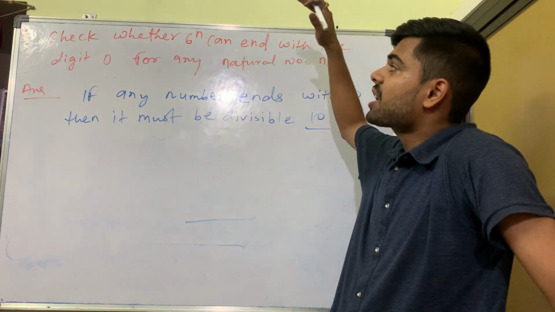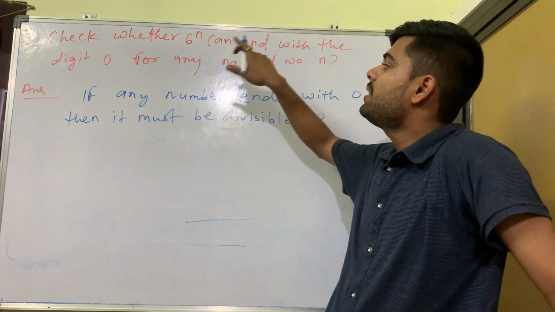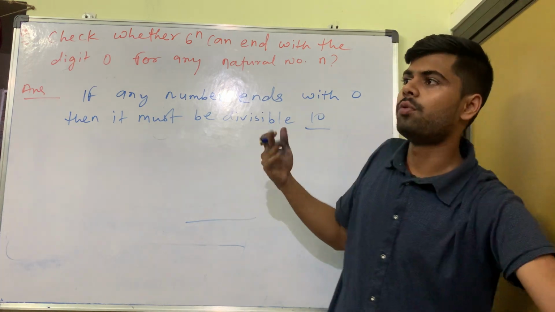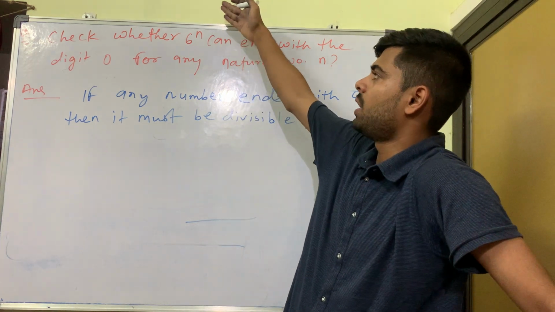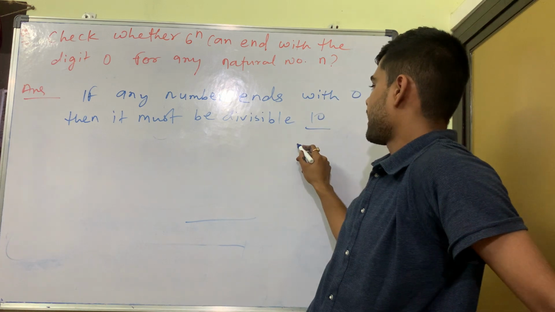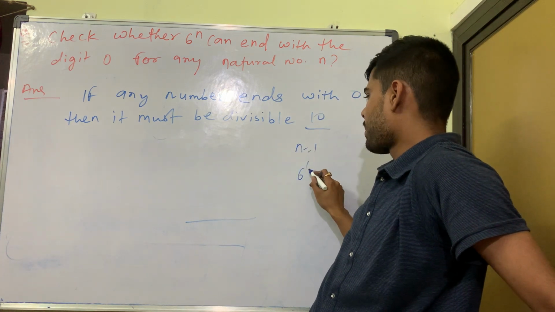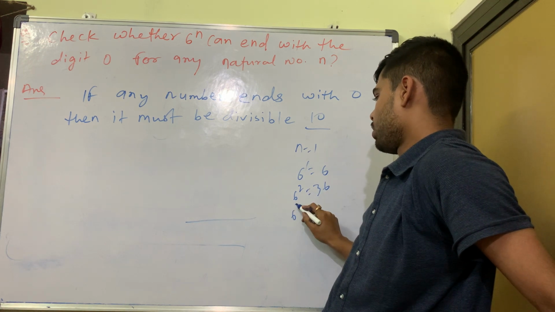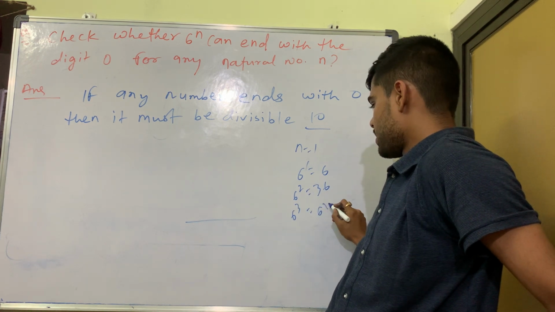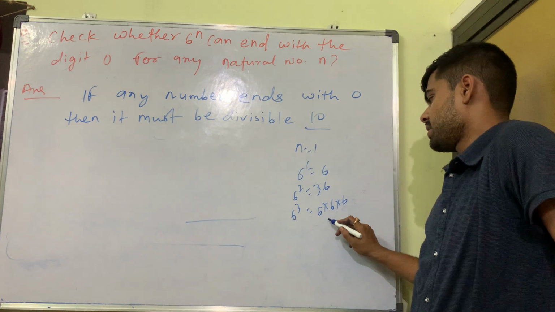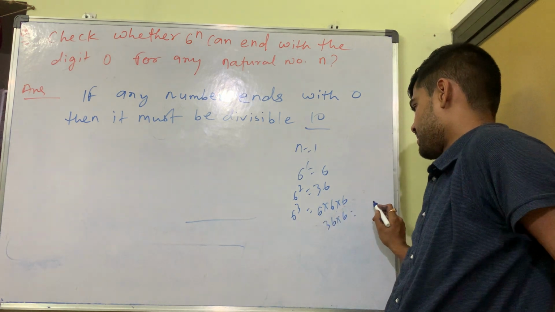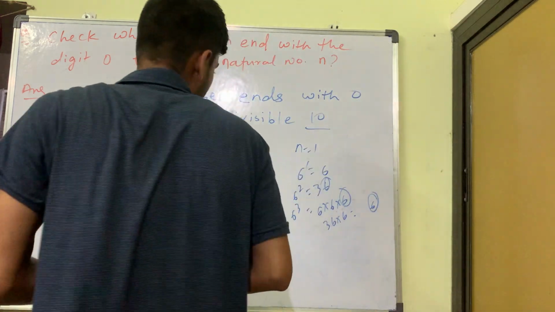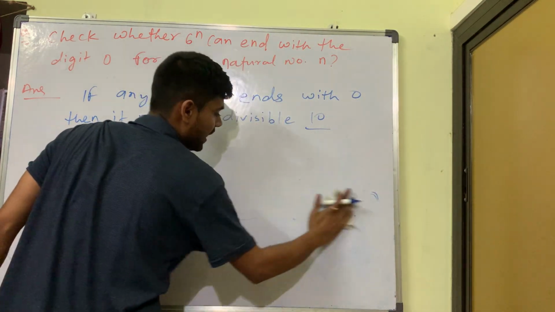मतलब question what they say, check whether 6 की power n can end with the digit 0 for any natural number. Okay, see, if I take n is equal to 1, so 6 की power 1 is 6. If n is equal to 2, then 6 की power 2 is 36. If n is equal to 3, then 6 की power 3 is 6 into 6 into 6. So 36 into 6, again 6. So it will end with 0 or not? No, it will not end. Why it will not end? That you have to prove, so that I am going to prove here.